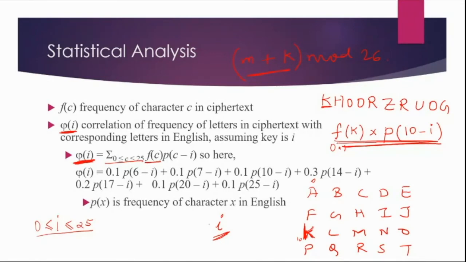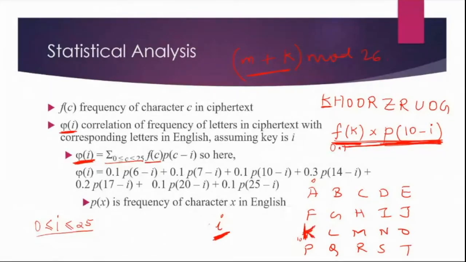Correlation is a product of the frequency of the letter in the ciphertext with the frequency of its corresponding English letter. The frequency of K we have already calculated in the previous slide. Frequency of K is 0.1. Now what is the character which corresponds to this K? If we assume that I is the key, you have to shift K times in the left direction. So you have to actually minus I from K.